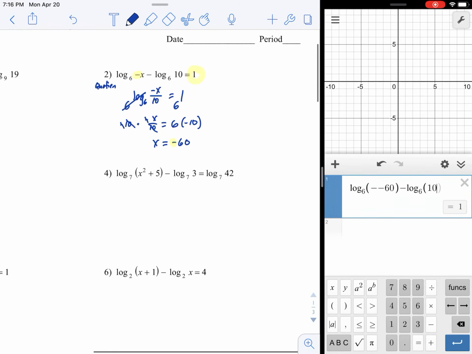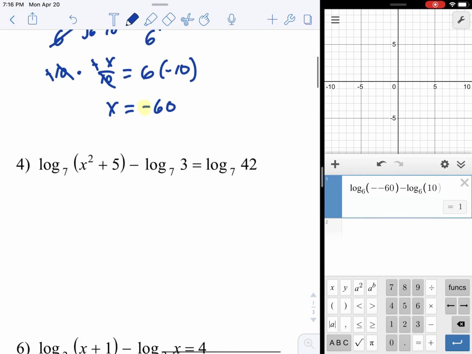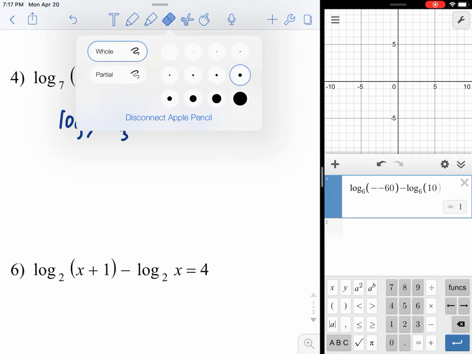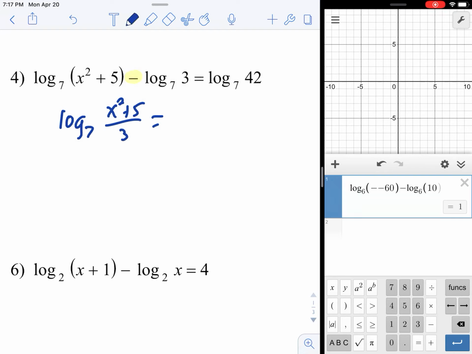So, just like yesterday, there's nothing new here on number 2. Number 4. Very similar. We have a minus here, so I can do the quotient property. Log base 7 of x squared plus 5 over 3 equals, oh, nope, sorry, equals log base 7 of 42. The logs cross each other out. This is a one-to-one property. x squared plus 5 over 3 equals 42.